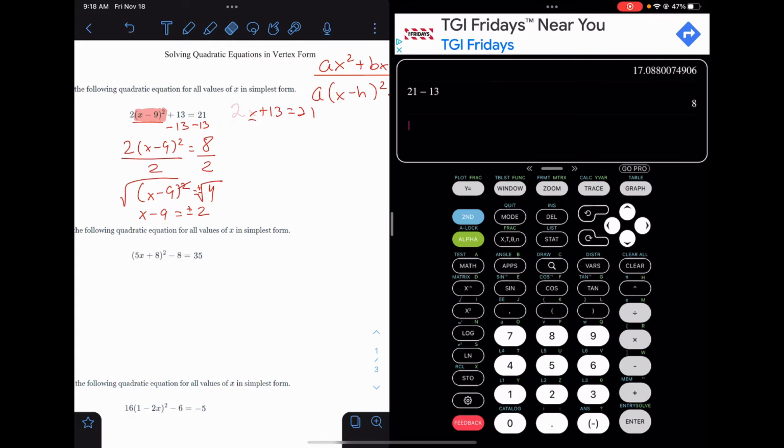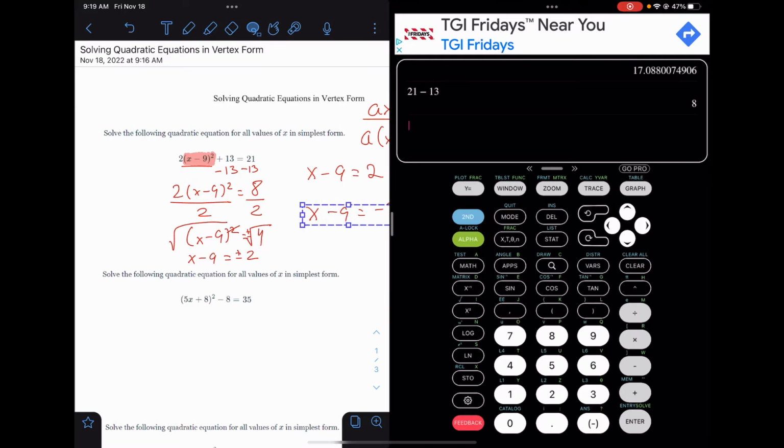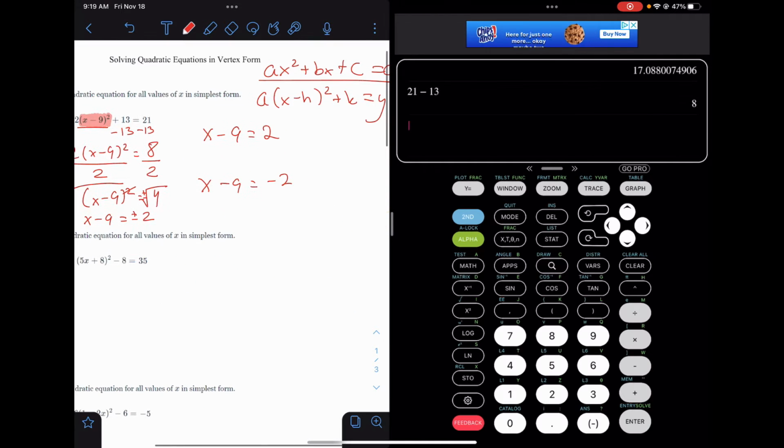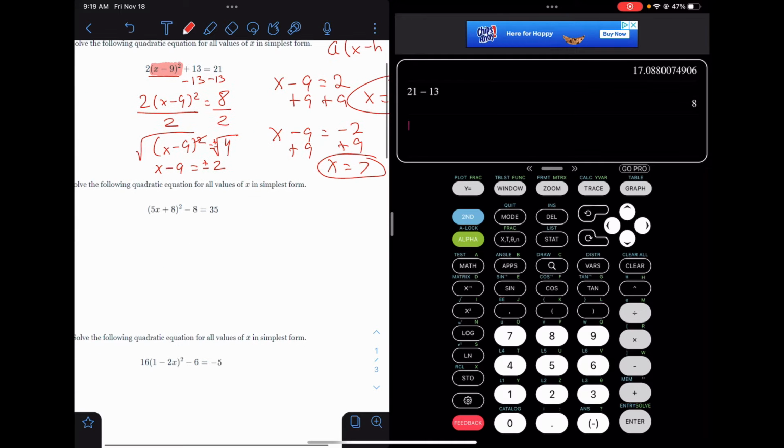So then what we can do here is make two separate equations. Our two separate equations are going to be x minus 9 equals positive 2, and x minus 9 equals negative 2, okay? The reason we have 2 here is just because we had a plus minus 2, so we have to account for that. So then we would add 9, and one of our solutions is going to be that x equals 11. Then we're going to add 9, and the other solution is going to be that x equals 7, all right? So that is how you do it when it's in vertex form.